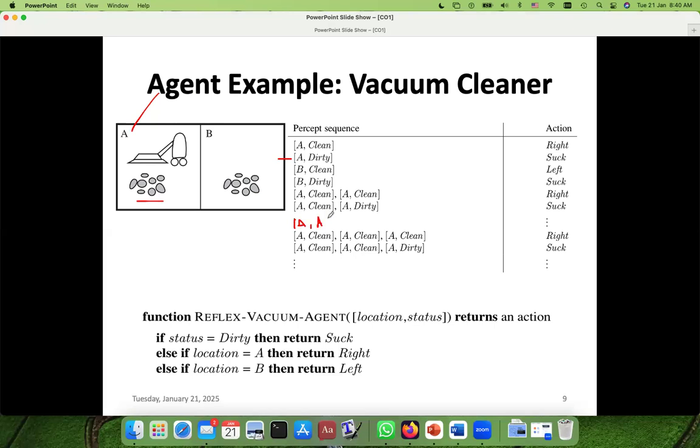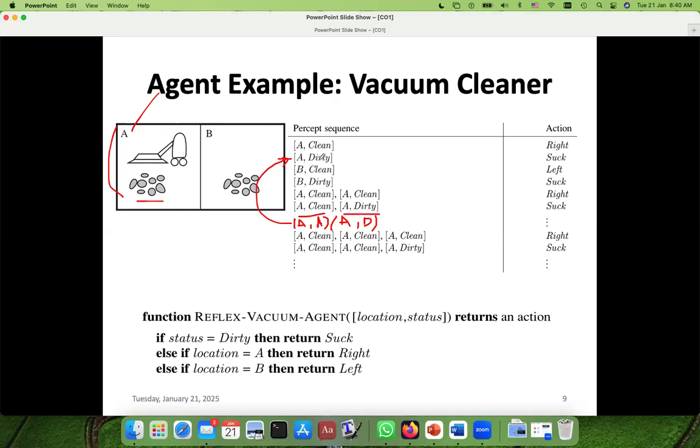Okay, sorry for my writing because I am using a mouse. Now the current percept is again A and the dirt. I am writing only D, which is this current percept. So this is the previous one, which is this entry, and this is the current entry.